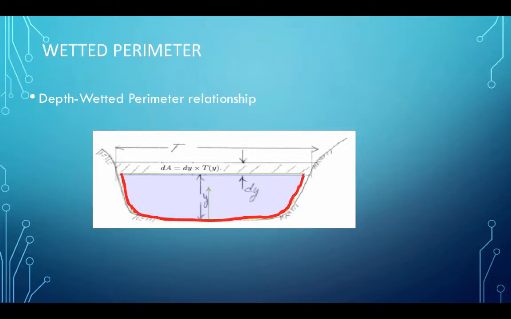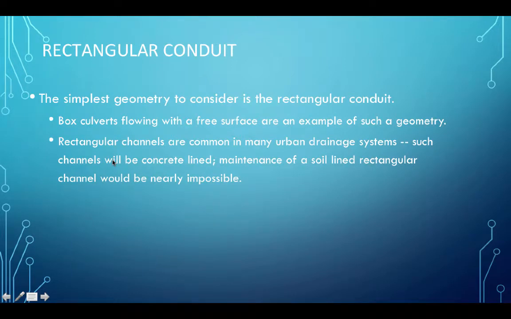The depth-weighted perimeter relationship is the length of the red line in this diagram. And that weighted perimeter is simply the liquid-solid contact area, or liquid-solid contact interface. And the length of that, this red line, is called the weighted perimeter. And it's clearly a function of depth, because if it gets deeper, you get a little bit more length over here and a little bit more length over here. So let's look at some simple geometries and proceed forward.